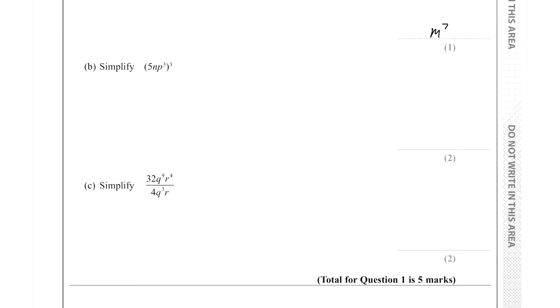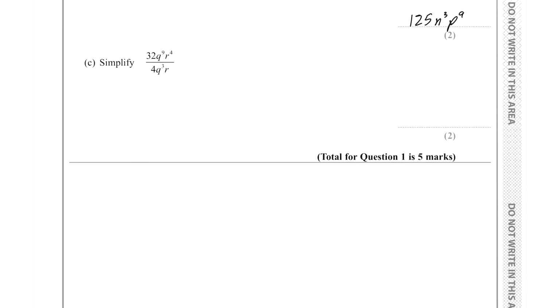The next one, when you have an index outside the bracket like this, it's just multiplying everything inside. You can imagine the n and the 5 have the power of 1, so this can be written as this, 1 there. And now you can multiply that by each one of them. So that becomes 5 to the power of 3, because that's 3 times 1. Then you have n to the power of 3, because that's 3 times 1. And p is going to be 3 times 3, which is 9. And then we can write this as, well, 5 cubed becomes 125. So that's 125 n cubed p to the power of 9.